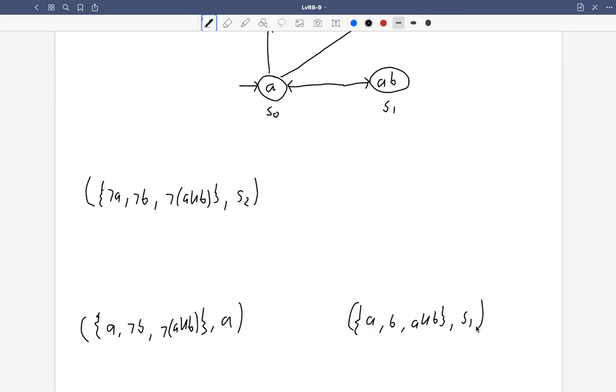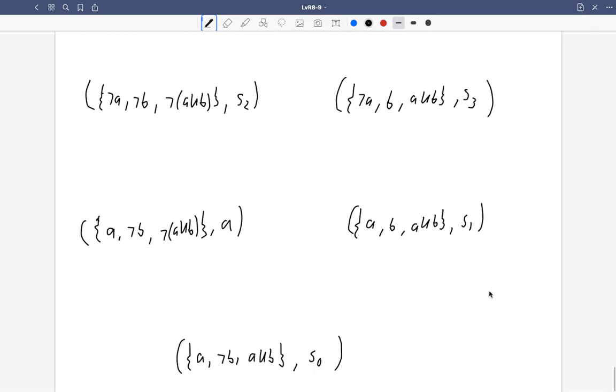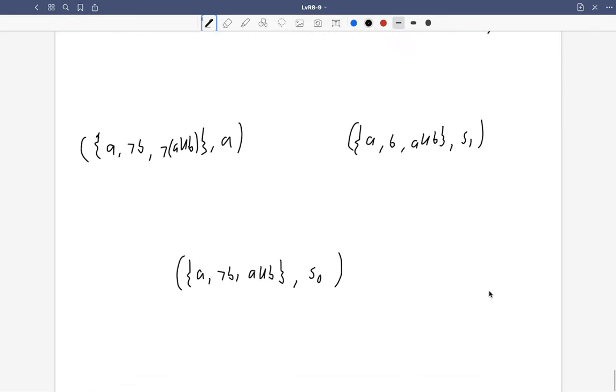And there was just one more state in the non-deterministic Büchi automaton for the formula A until B, and that was not A, B, A until B. And so now we've just got B, and the only state we compare that with is S3. Okay, so these are the states of our product automaton.